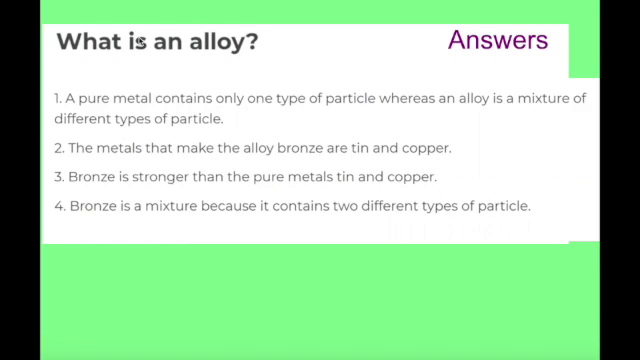The metals that make the alloy bronze are tin and copper. Number 3, bronze is stronger than the pure metals, tin and copper, and that's why we make them into alloys, because it's stronger. Number 4, bronze is a mixture because it contains two different types of particle. That's what a mixture is.